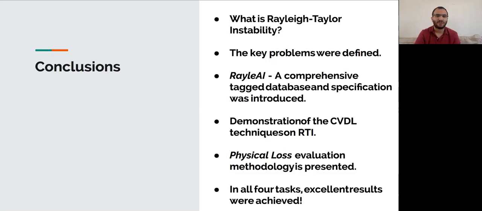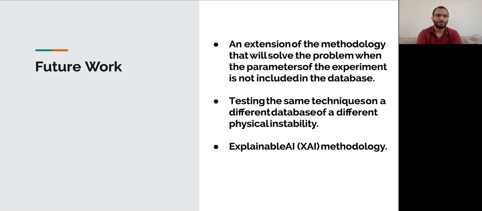In order to test these techniques, we prepared a publicly available RTI database. We suggest, as a future work, to investigate parameters that are not included in the initial parameters of the model. Also, testing the same CVDL techniques presented in other experiments and instabilities would be recommended. Furthermore, as PREG training is too long, it would be great to have an unmodeled parameter regression. Finally, explainable AI methodology should be performed.